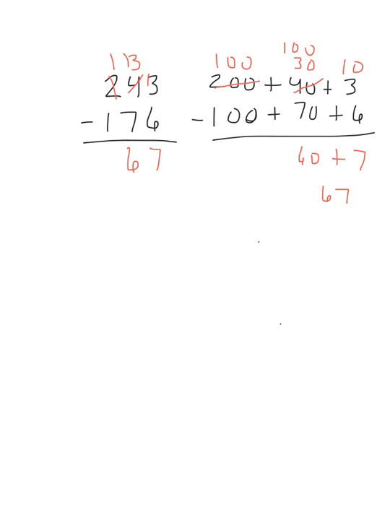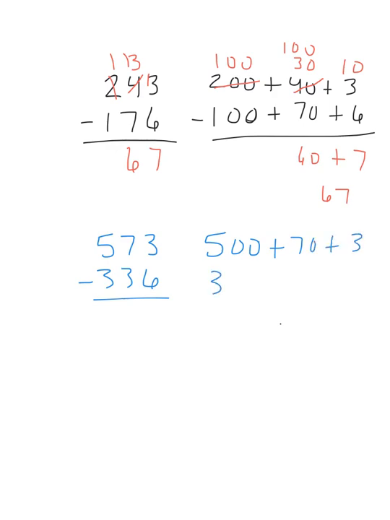Okay? Another way to look at it is, what if we had 573 minus 336. Well, again, we can write an expanded form. 500 plus 70 plus 3. 300 plus 30 plus 6.